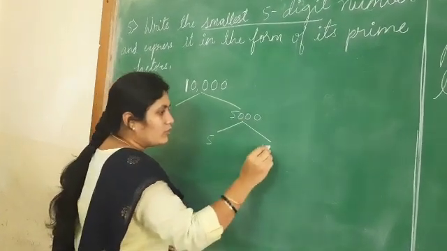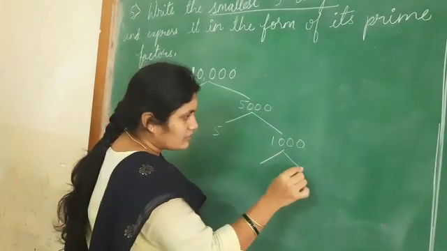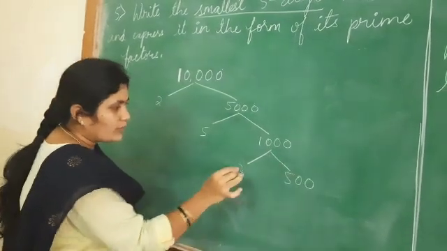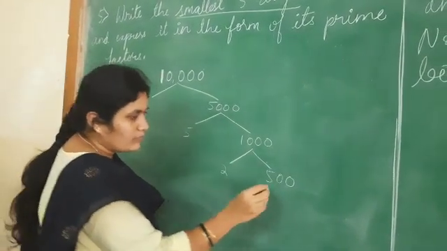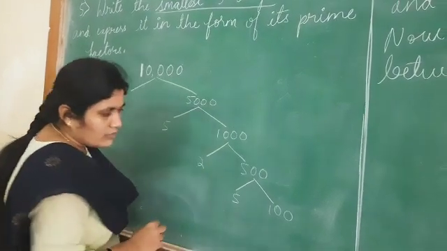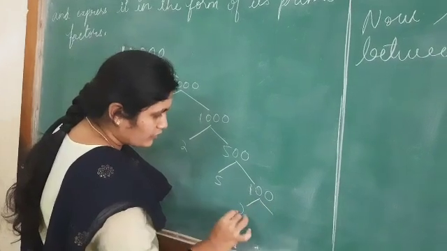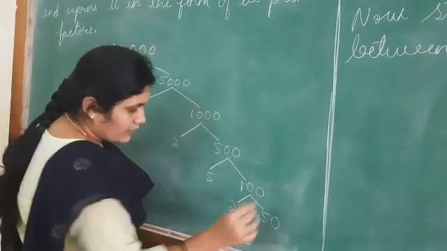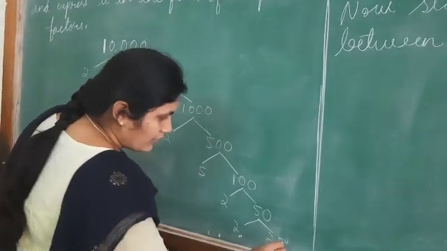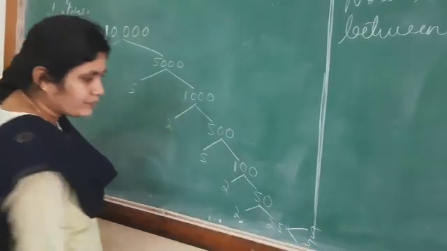5 into 1,000. Now again this is 2 into 500. Stop here because 5 is prime. Now again 5 into 100. Stop at 5 here. Move on to 100. 100 is 2 into 50, and this is 2 into 25. And this 25 can be written as 5 into 5.